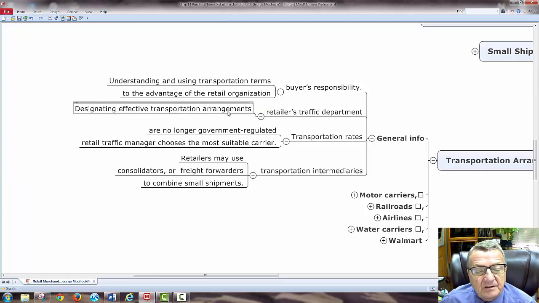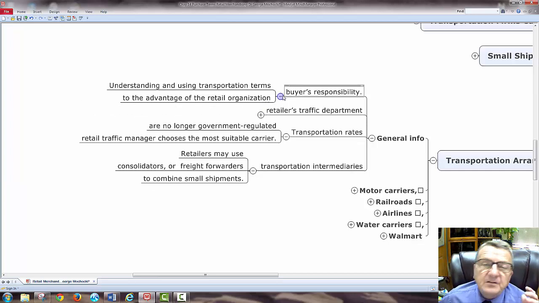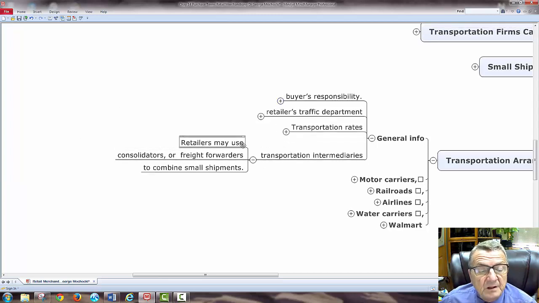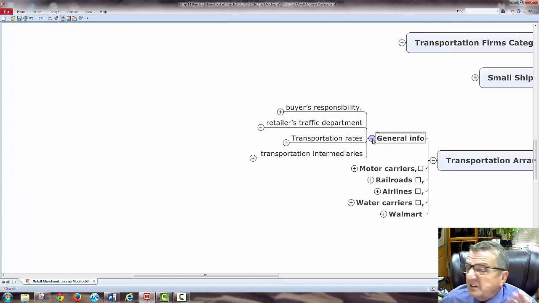Okay, designating effective shipping transportation. And it's no different if you're working for a service industry and retail and you're a travel agency. There are certain shippers or certain airlines that you would utilize over the other ones. Okay, transportation rates are no longer government regulated. The retail traffic manager chooses the most suitable rate depending on what they're giving to me. Retail may use consolidators or freight forwarders, the people who do it for me, to combine small shipments. Okay, so this is general information.